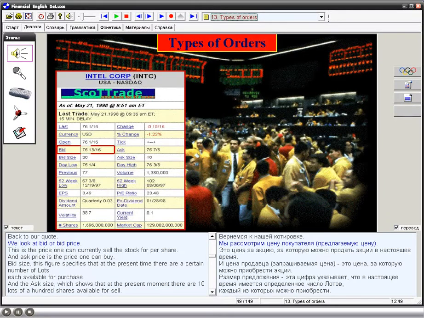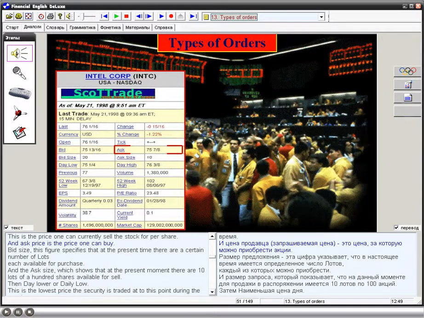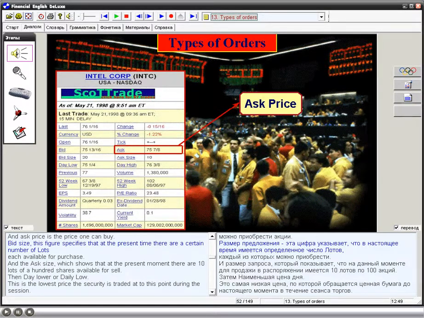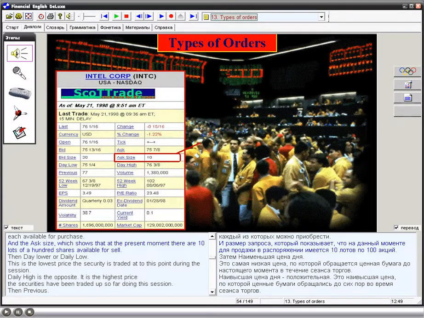Back to our quote. We look at bid, or bid price. This is the price one can currently sell the stock for per share. And ask price is the price one can buy. Bid size. This figure specifies that at the present time there are a certain number of lots, each available for purchase. And the ask size, which shows at the present moment there are 10 lots of 100 shares available for sale.